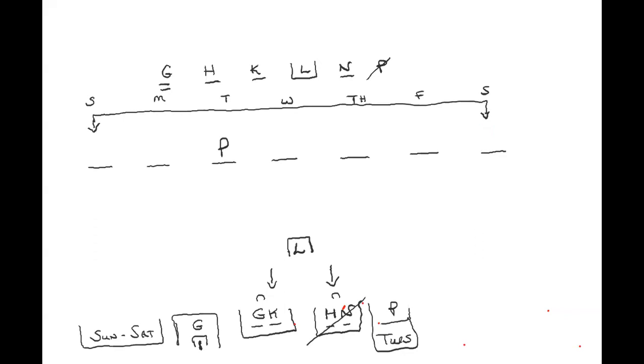B, can H be on Sunday? If I put the H on Sunday, I'd have to put the H back here on Saturday, which means I have to separate the H from the N, right? Because I got to get the G and the K together. So by putting the G and K here, I have room for the N here, and then the L would be on Monday. So that's fine. So it's not the answer, right? Because we're looking for something that can't be true.